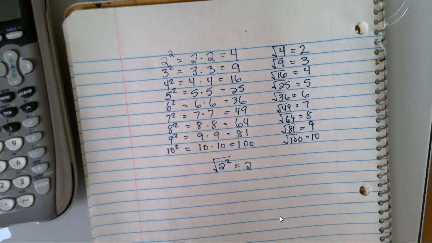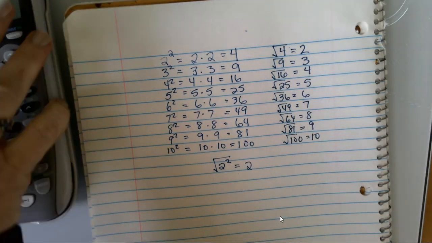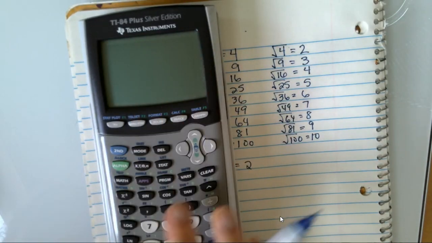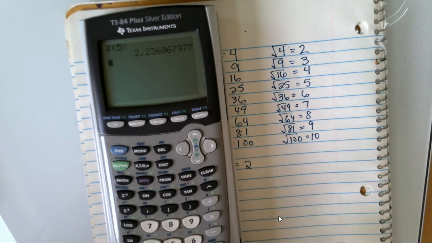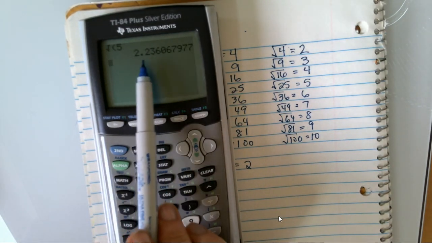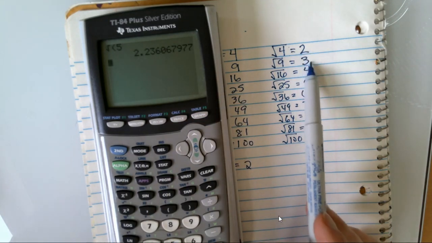So what's interesting about this? Okay, great. The square root of 4 is 2. Square root of 9 is 3. Well, why are they perfect squares? If we try to take the square root of 5, look what happens. We end up getting a decimal, a decimal that is in between 2 and 3.